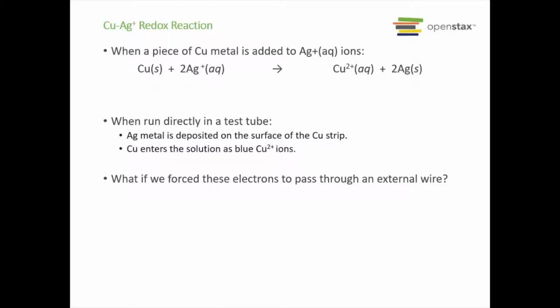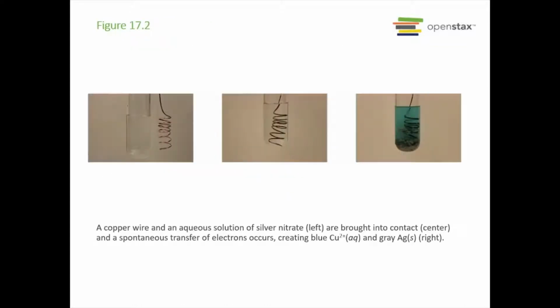But what if we made it so that for the electrons to transfer, they have to pass through an external wire? So this is the system I was just describing. The silver solution is clear, but when you add in some copper metal, that replacement reaction happens, and so the solution turns blue from the copper, and you can see the silver metal kind of coating the copper, and some of it's even fallen off on the bottom.